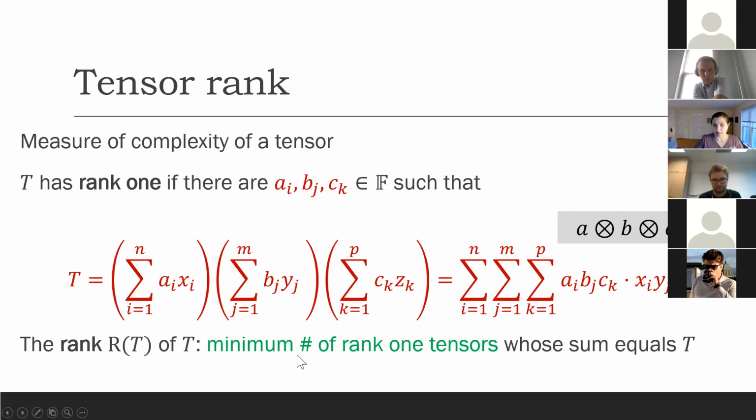The rank of a tensor is just the minimum number of rank 1 tensors whose sum equals the tensor. And this is just a natural extension of matrix rank, if you think about it. Then you wouldn't have this third term, and A tensor B would be a rank 1 matrix. But here we have 3 terms, and it looks like this. Okay, good. So this is tensor rank.